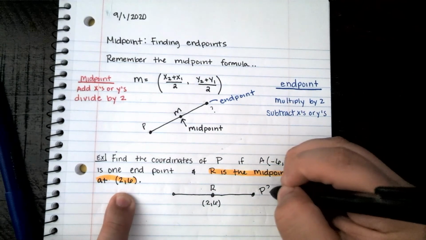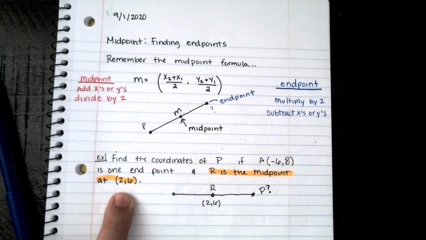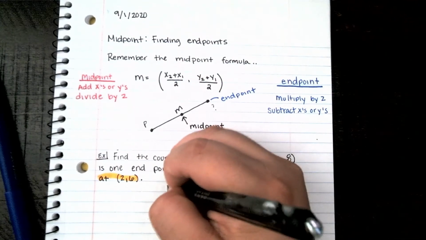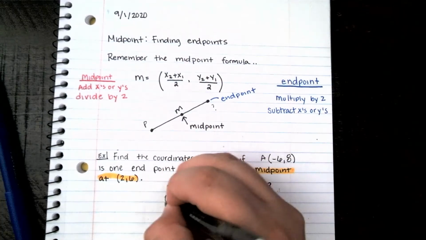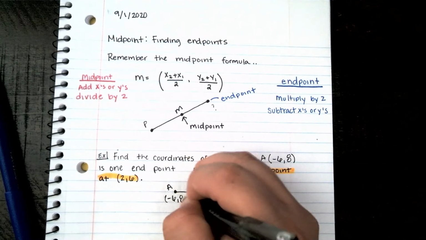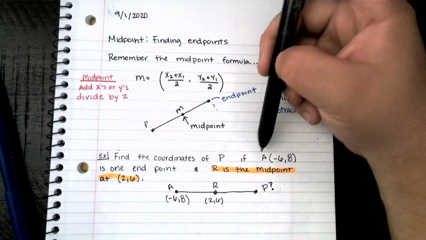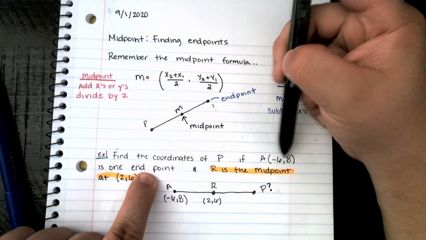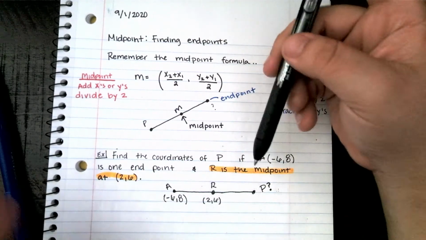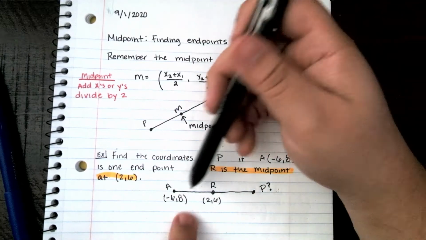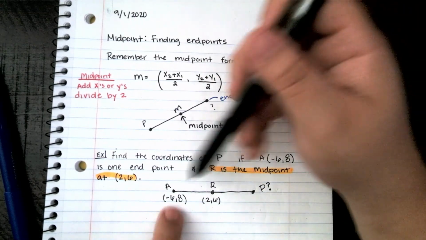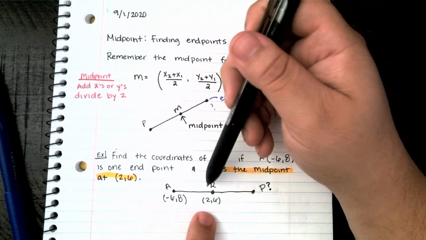That's where the question's asking, where is P if A, the other endpoint, is at negative 6, 8. So A is one of the endpoints at negative 6, 8. I'm not going to draw the whole graph. You could have drawn a nicer graph, but this is an easy way of thinking about where the middle is and who I know. I know where A is. I know where the middle is.